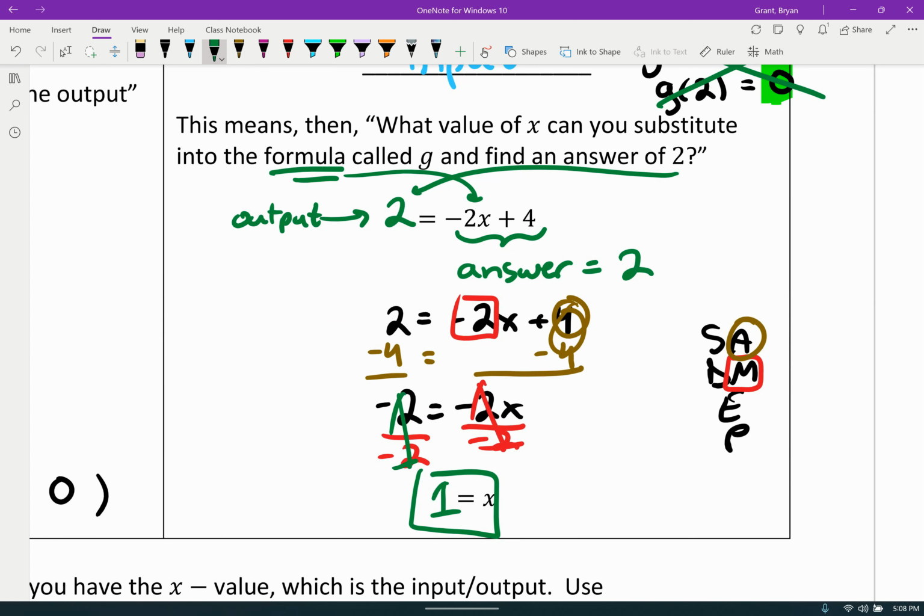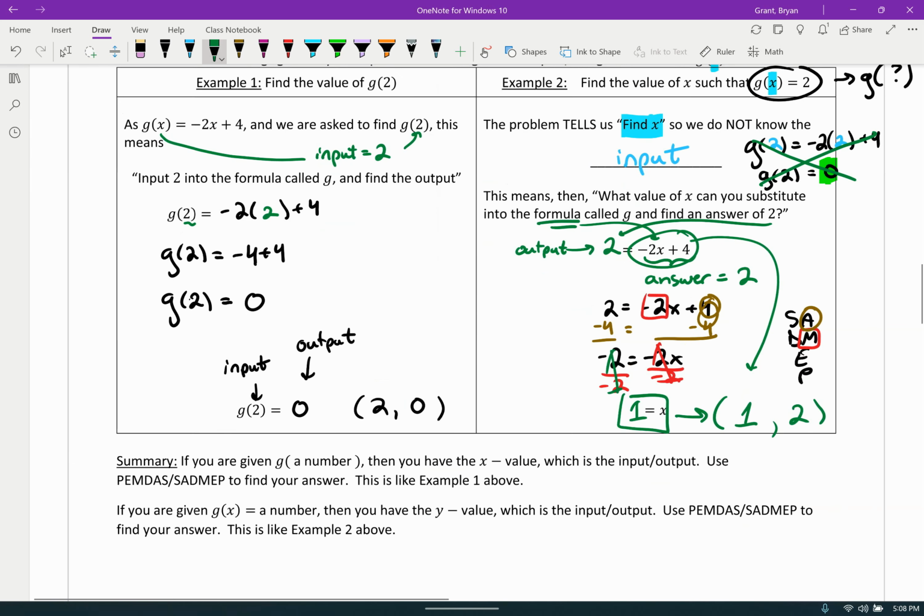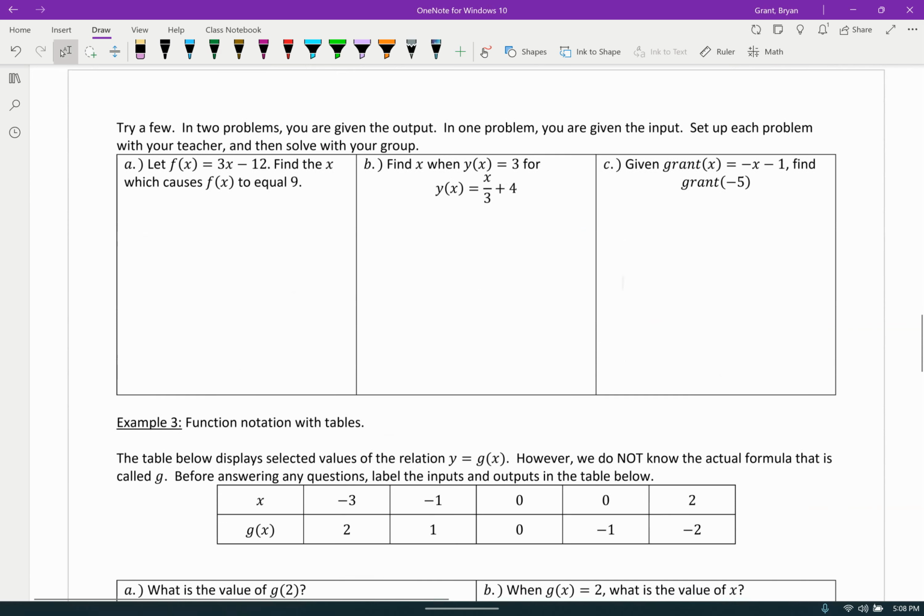So what did we find here? We found that if you had an output of 2, in order to create that using this formula, the input had to be 1. This does get a little confusing. I understand that. However, we're going to practice this a bunch for the rest of class. So let's move on to our third page and let's try a few.